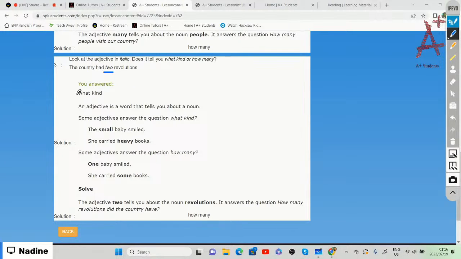All right, so if we are making mention of two, then we can say this tells us how many. It tells us how many revolutions the country has, right? So they're basically saying that the country has two revolutions. So it tells us how many revolutions the country has.